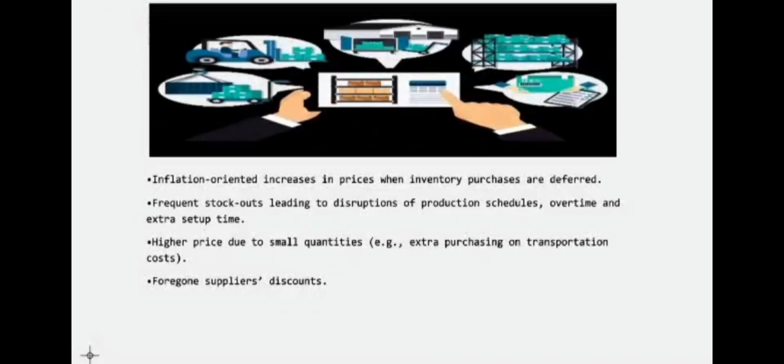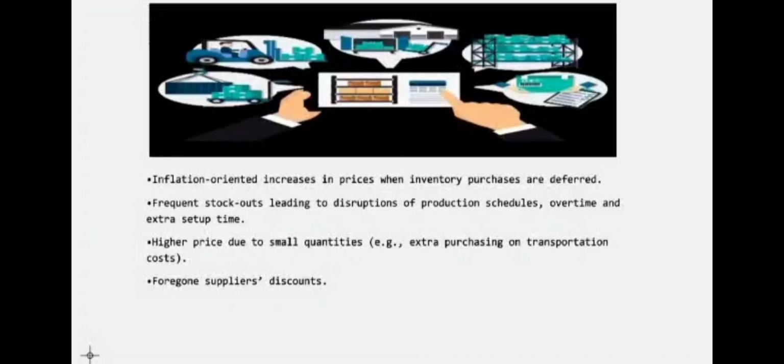Fifth, frequent stockouts leading to disruptions of production schedules, overtime, and extra setup time. Sixth, higher price due to small quantities. Example, extra purchasing and transportation costs. And the last one is foregone supplier's discount.